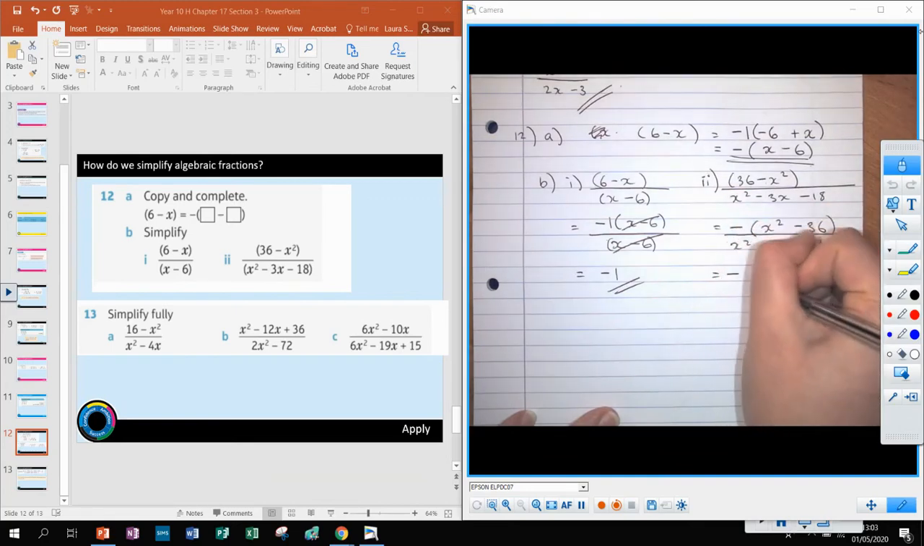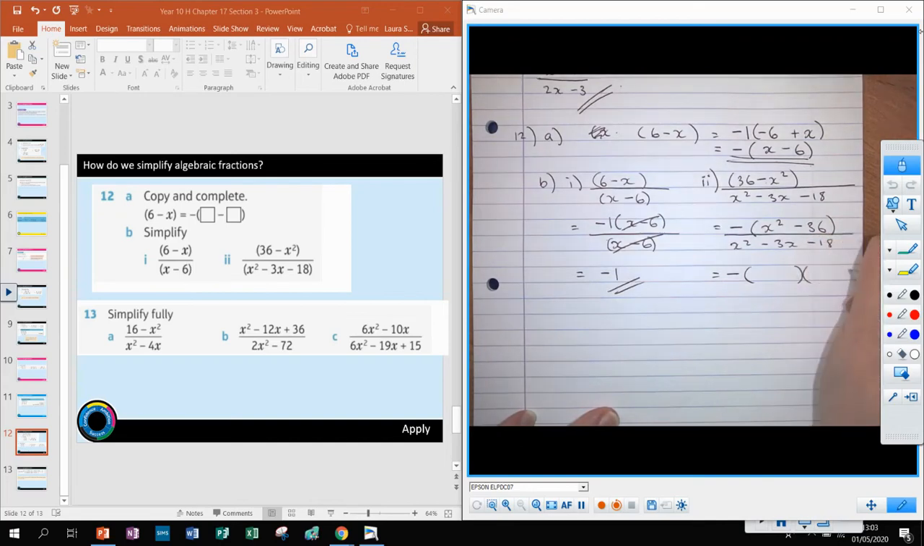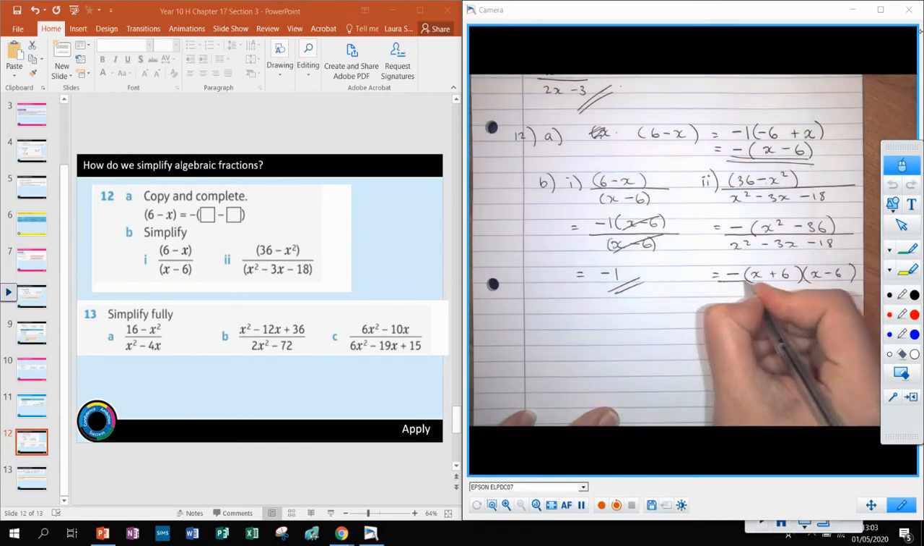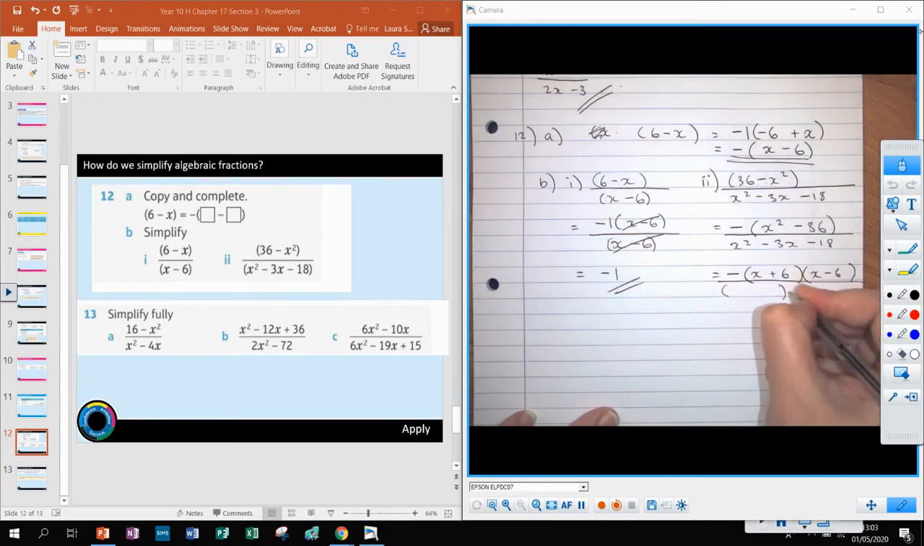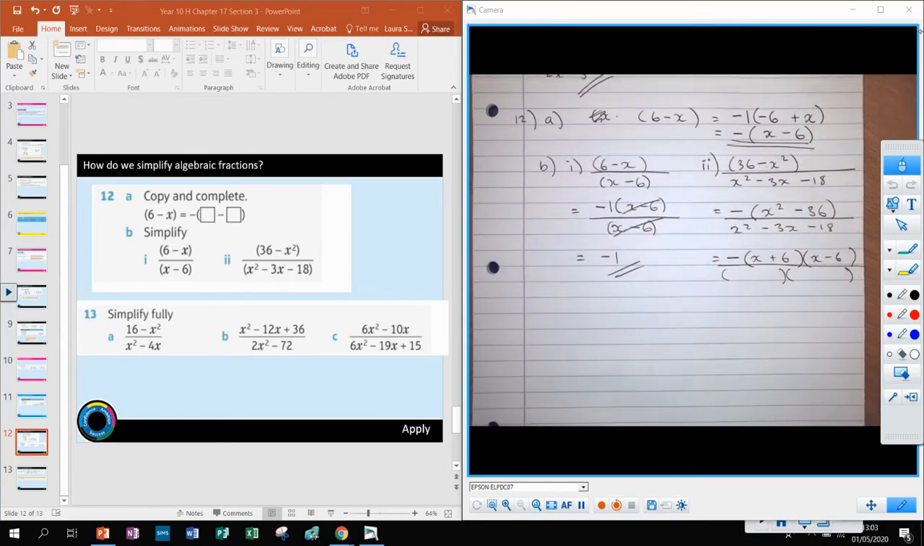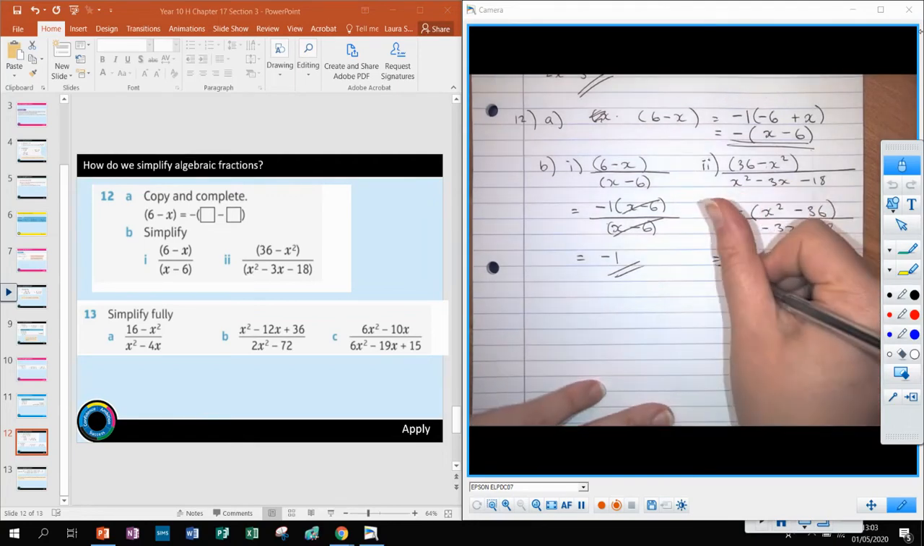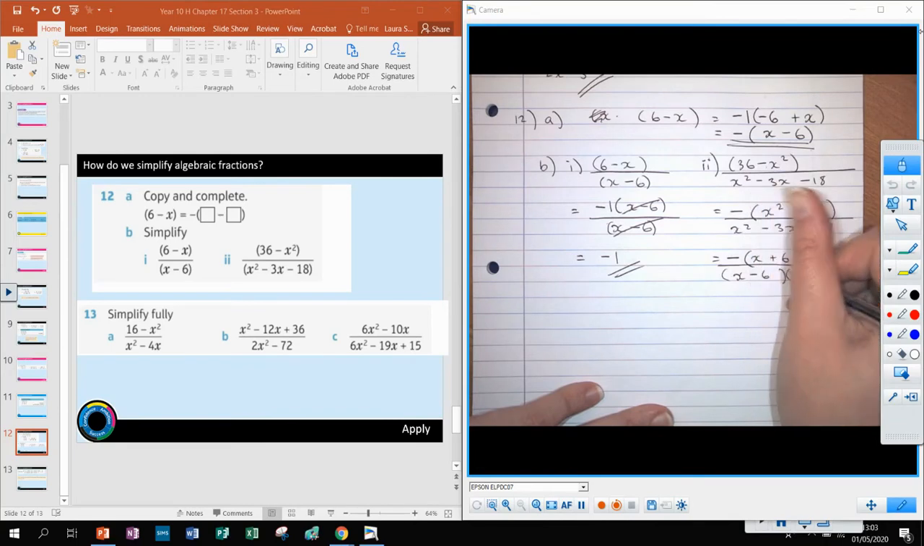Okay, so we have negative out in front, and then our two brackets, x plus 6 and x minus 6, all over... let's figure this one out. We need to multiply to negative 18, but add to negative 3. So 6 times 3 has a difference of 3. That will work, but we're going to want a negative 6. So we have x minus 6, and we have x plus 3.